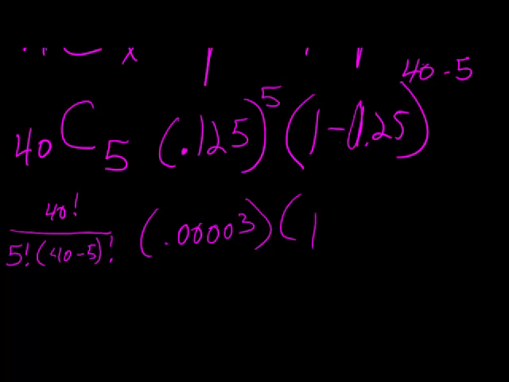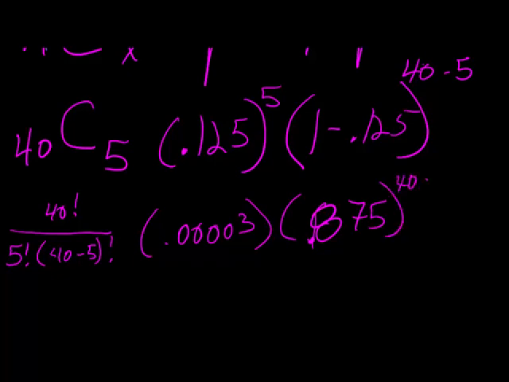Wait, I get that wrong. This is going to be 1 minus 0.875. My apologies for that earlier. So that's going to be, no, I had it right. Because now we're going to do 0.125. Then this guy becomes 0.875 to the 40 minus 5.